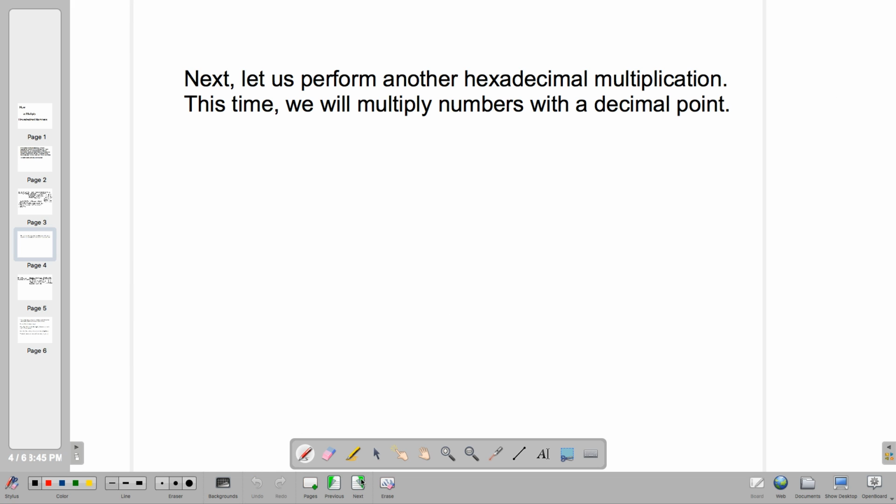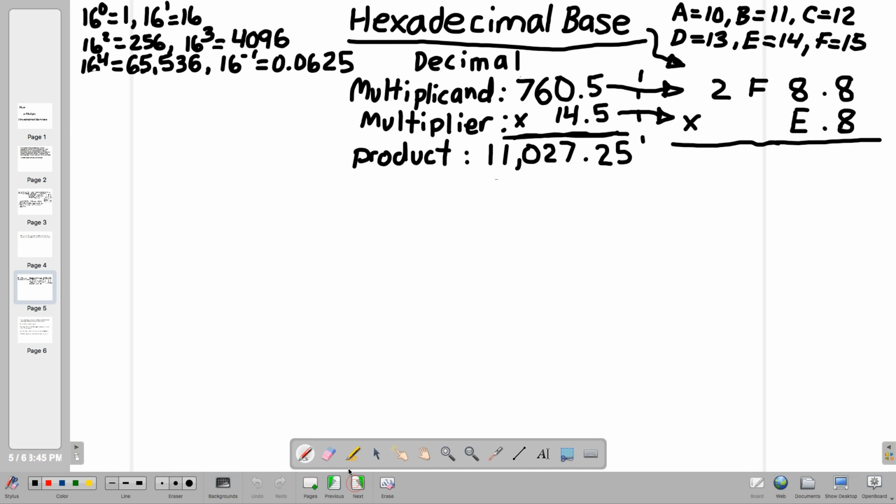Next, let us perform another hexadecimal multiplication. This time we will multiply numbers with a decimal point. All right, so we have another computation, and pretty much we're going to do the same thing. So over to the right, we have our example.